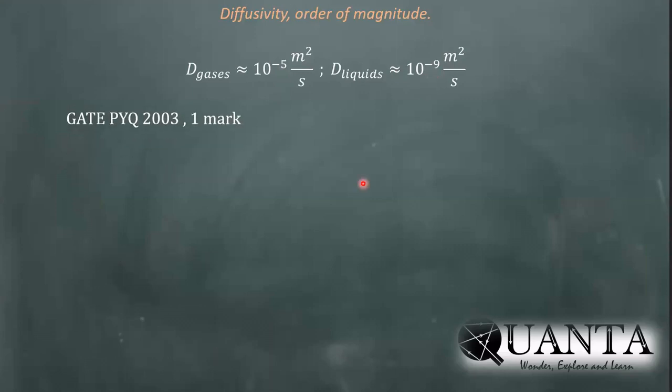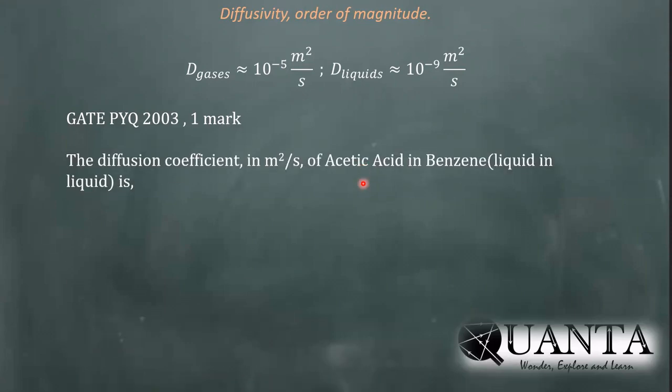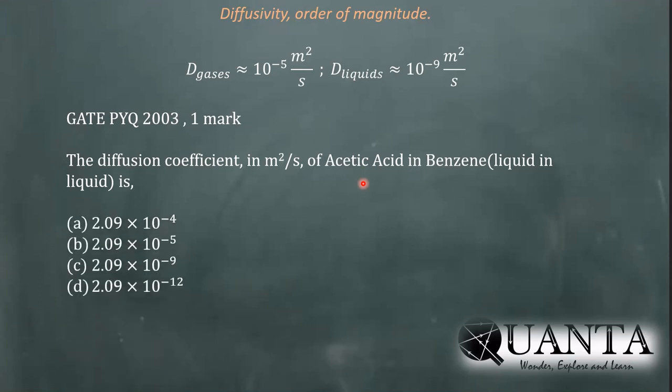There was a question in the 2003 GATE examination for 1 mark, which was regarding the order of magnitude. The diffusion coefficient in meter square per second of acetic acid in benzene, that's liquid in liquid, is, and the options were these four. If you look at the options, the orders of magnitude are quite different among all four options. So this information about the order of magnitude could easily help us spot that the correct answer is C. The liquid diffusivities are of the order of 10 raised to minus 9 meter square per second.